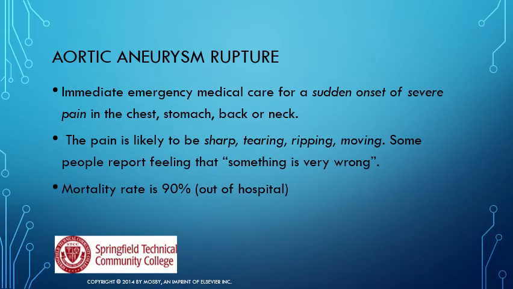So, rupture of an aortic aneurysm is an immediate emergency. These patients often complain of a sudden onset of severe pain in the chest, stomach, back, or neck. The patient is likely to say that something is very, very wrong. Patients may have a big difference between blood pressures in one arm versus the other, and they also report the character of the pain as sharp, tearing, ripping, or moving. This is definitely a medical emergency. The mortality rate for a rupture of the aortic aneurysm is 90% out of hospital.